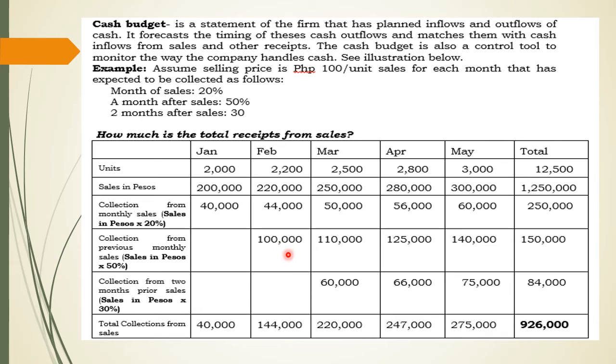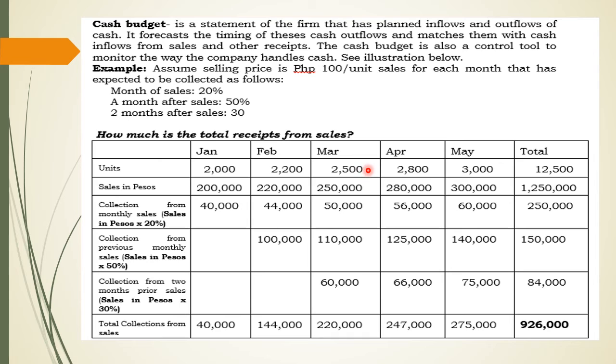Collection from previous monthly sales. Mo collect ka sa previous nga monthly sales. Previous month is January. Money ang collection. So 50% daw anhi. So 50% of 200,000 is 100,000. Look, 50% of previous monthly sales. So 50% ani, you will receive 100,000. So pila tanan imong na-collect from the sales month of January and February. You have 44,000 and 100,000 is 144,000.